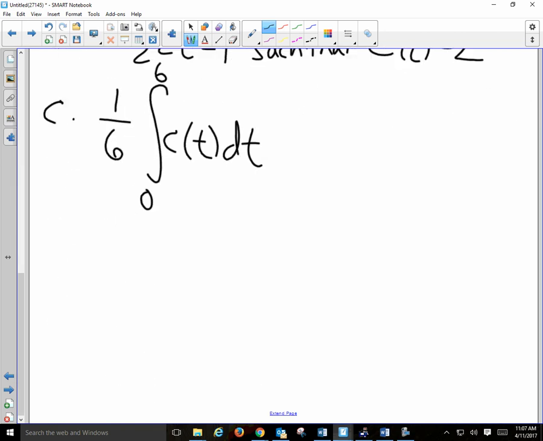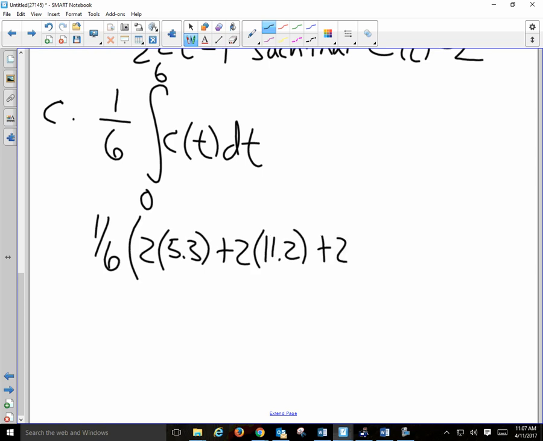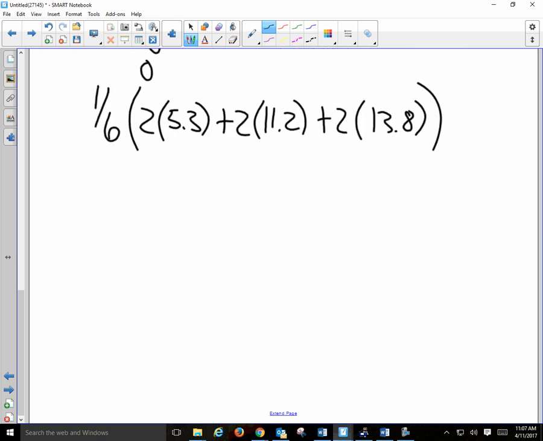So let's evaluate this. We've got 1 over 6 times, what's the width of the first subinterval? 2 times, what's the height? 5.3 plus 2 times 11.2 plus 2 times 13.8. Exactly. So you can do 1/3 times, and we can add up the 5.3 plus 11.2 and 13.8. So that's going to make 30.3, 1/3 of 30.3 ounces.